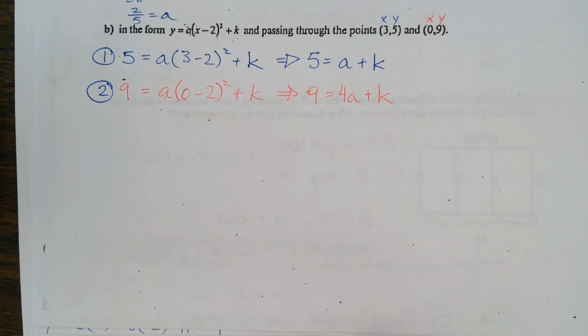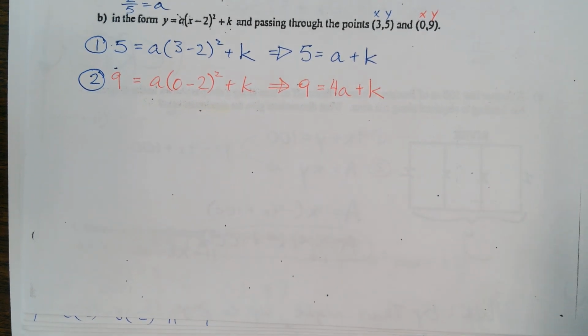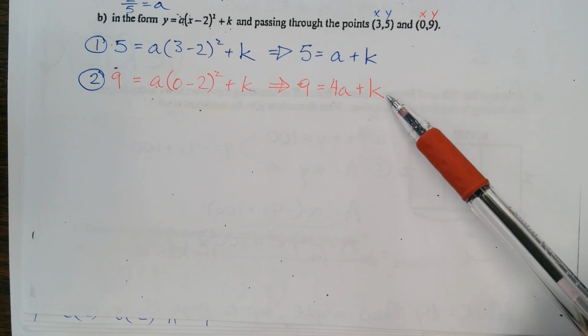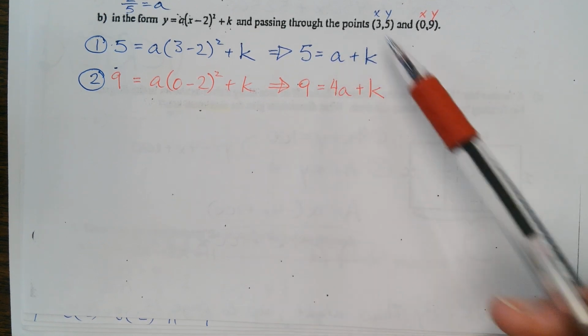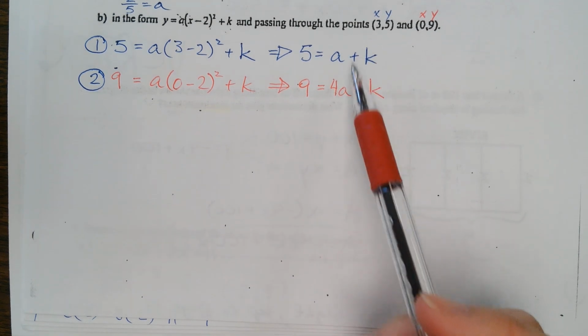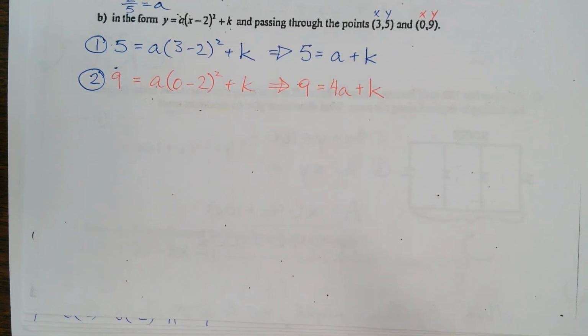Now, what do we have right here? Paul? Oh, sorry, I thought your hand was up. You could solve for a and k using substitution or elimination. Right. Now you're just given 2 equations, 2 unknowns. And then you have to use one of those methods to solve for a and k.